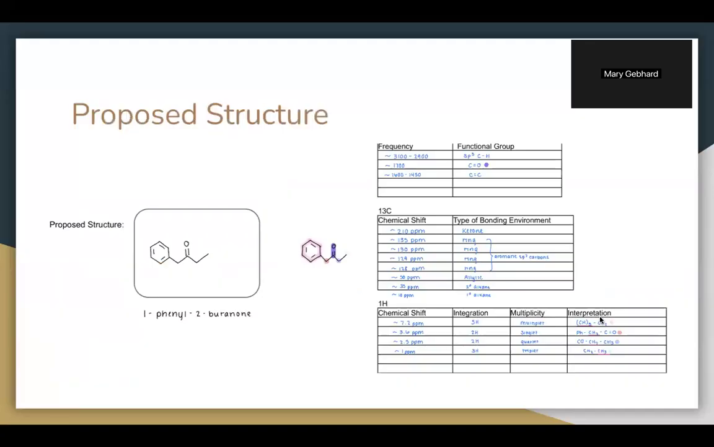So based on everything we have reviewed and all the information gathered from the IR spectrum, the 13C NMR and the HNMR, I identified my structure to be 1-phenyl-2-butanone.